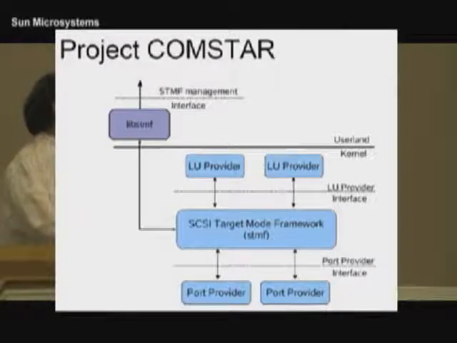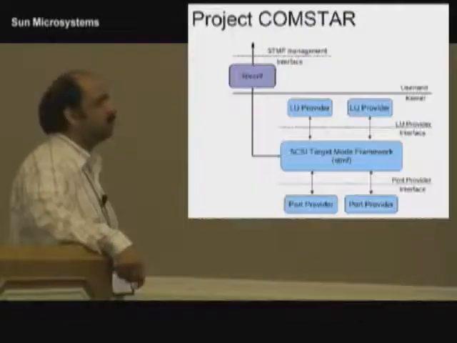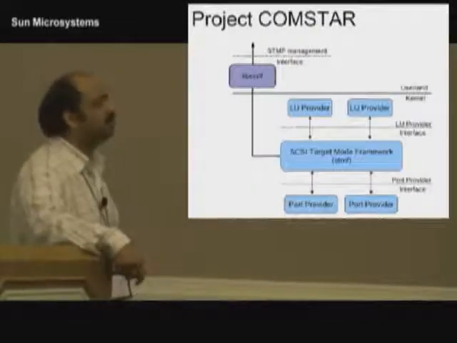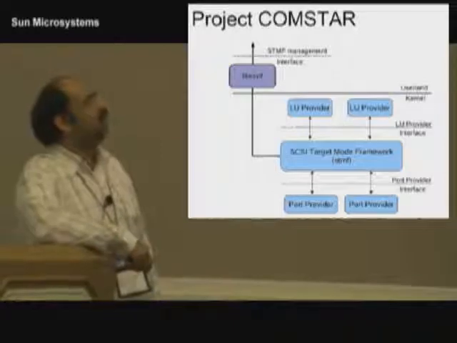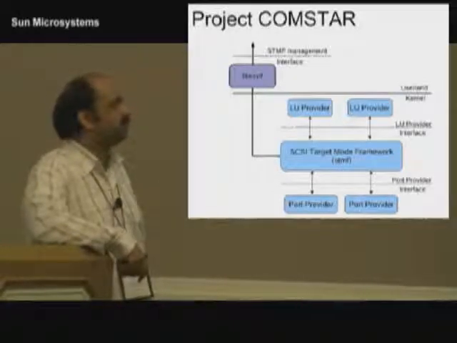This is a very high-level view of what COMSTAR looks like. You can see all the modules are inside the kernel, except the management stuff, which is outside, out in user land. Broadly speaking, there are three layers in COMSTAR. The bottom layer we call port providers. The top layer we call LU providers, or logical unit providers. And in the middle is the SCSI target mode framework.